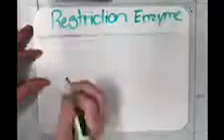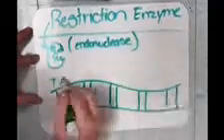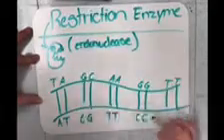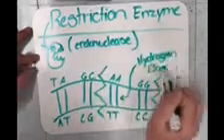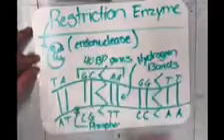Restriction enzyme, also known as restriction endonuclease, is a protein made by bacteria. It works by a matching process, and when in contact with the DNA sequence that goes with the enzyme, it will wrap around and cut the DNA in a specific way.